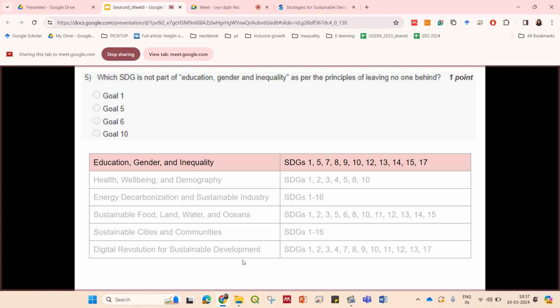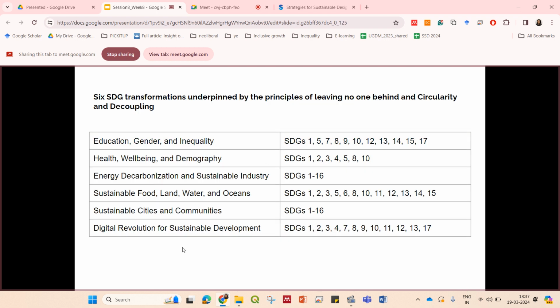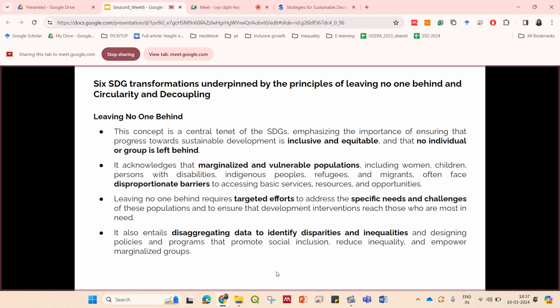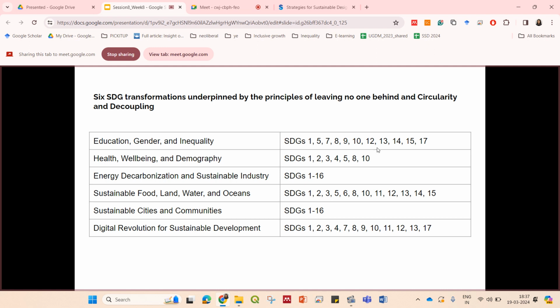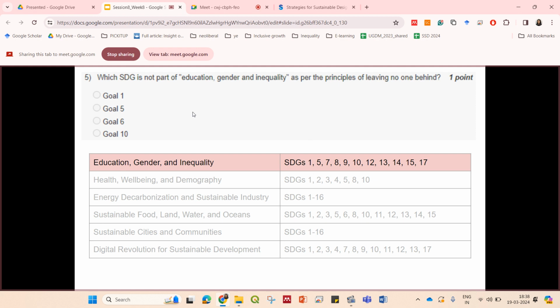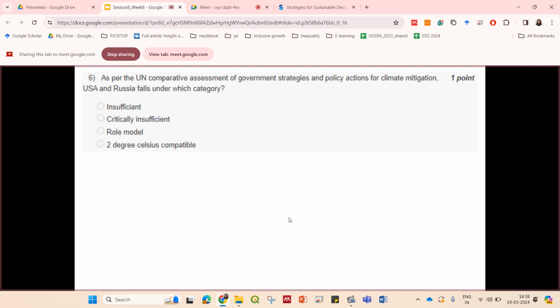Again, you need to focus on the fact that different aspects of sustainable design are associated with multiple SDGs, not only one SDG. You can come back to this table of what aspects are associated with which SDGs, and try to understand what the concept is talking about, and then associate the particular SDG with the concept or the particular target we are talking about. So seeing that education, gender, and equality are associated with these particular SDGs, you can clearly see that goal 6 is the goal which is not closely associated with this section of leaving no one behind. So I hope that was clear. Moving on to the next question.